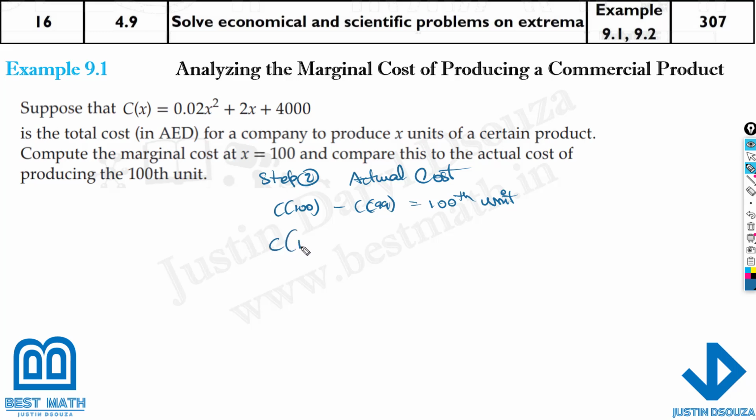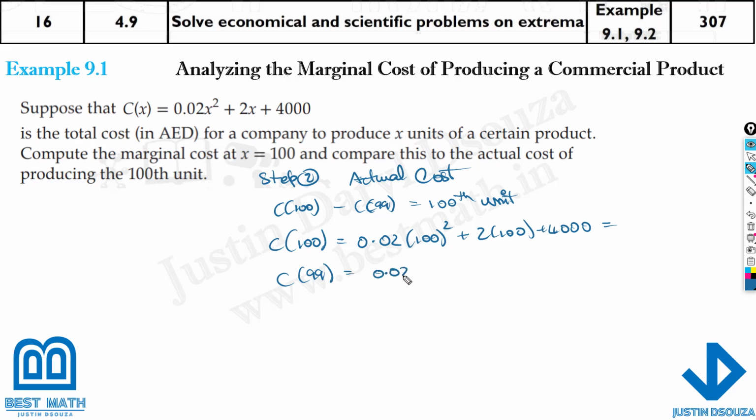Now C of 100 would be, in this equation, all you need to do is type out x as 100, the whole squared, plus 2 times 100 plus 4000. And the answer you can just compute. And then over here it is C of 99. What's going to happen?